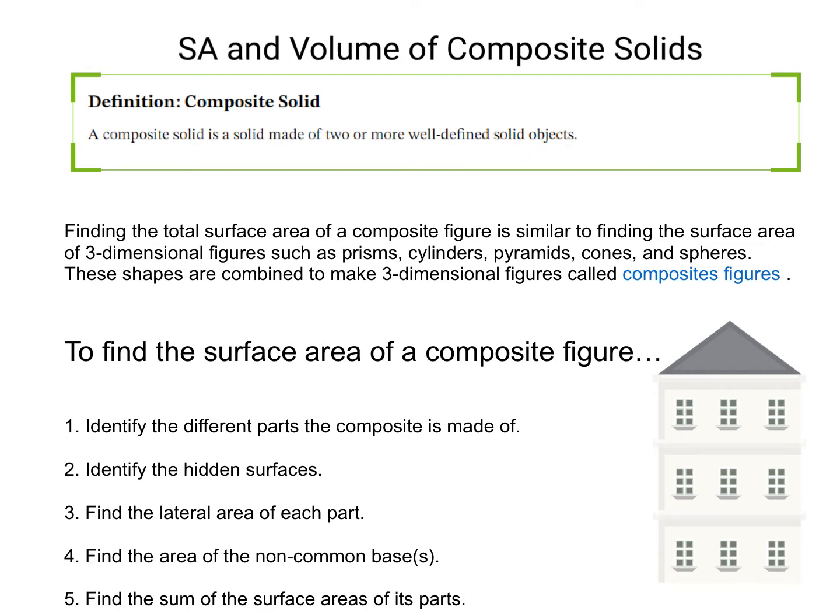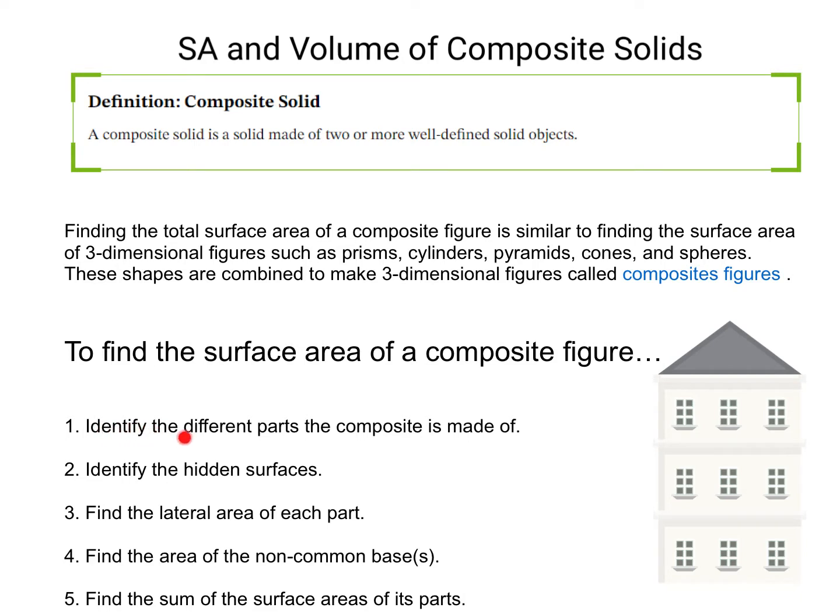Finding the total surface area of a composite figure is similar to finding the surface area of three-dimensional figures, such as prisms, cylinders, pyramids, cones, and spheres. These shapes are combined to make three-dimensional figures called composite figures. To find the surface area of a composite figure, we'll follow some steps.